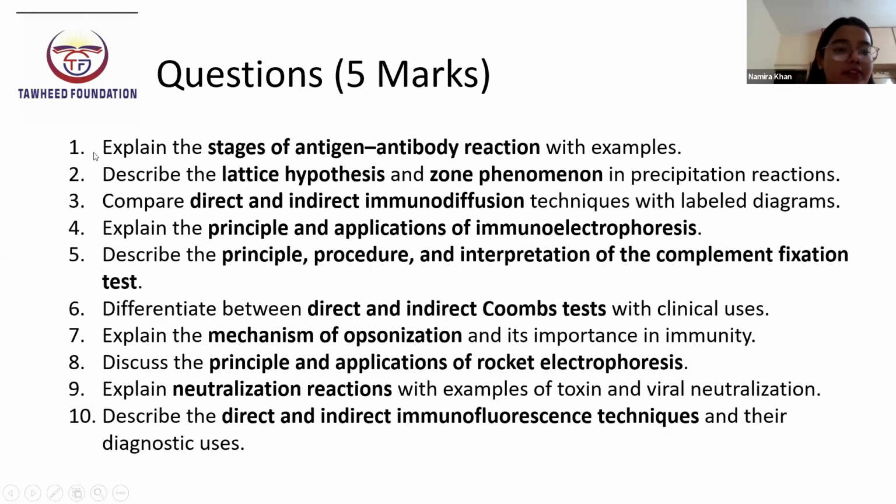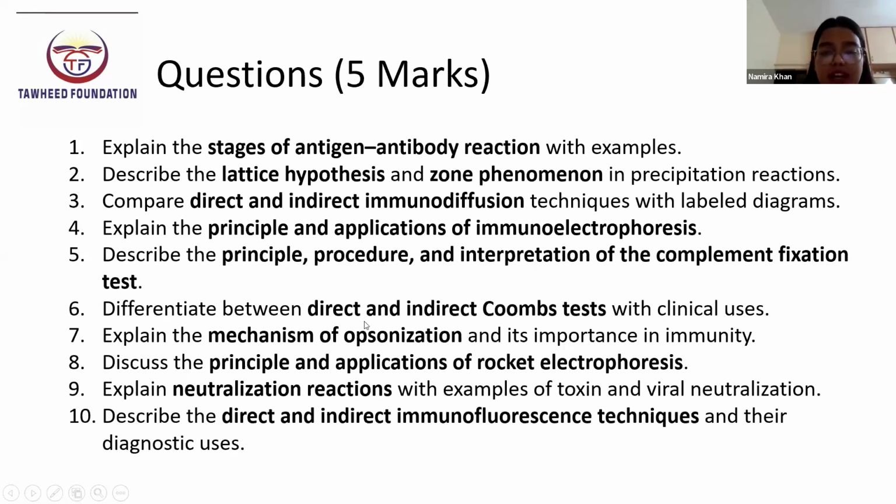For 5 mark questions, first, explain the stages of antigen antibody reaction with examples. Second, describe the lattice hypothesis and zone phenomenon in precipitation reaction. Third, compare direct and indirect immunodiffusion techniques with labeled diagrams. Fourth, explain the principle and application of immunoelectrophoresis. Fifth, describe the principle, procedure, and interpretation of the complement fixation test.